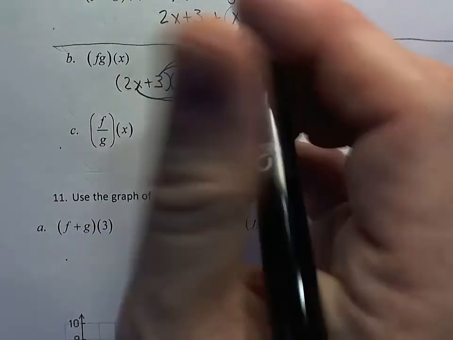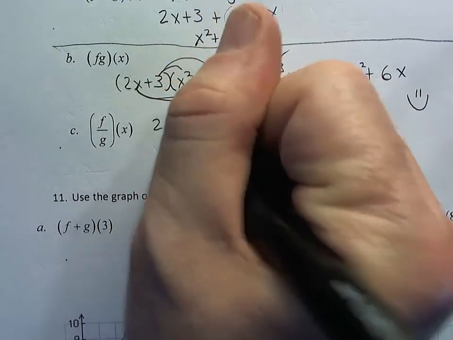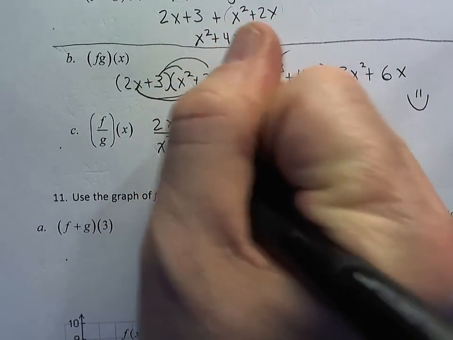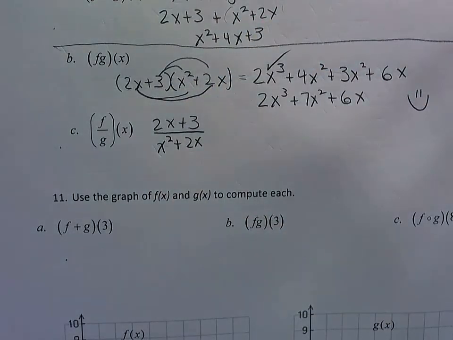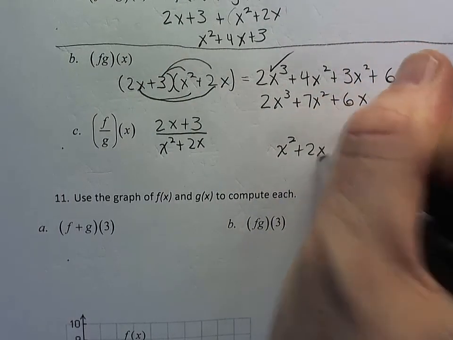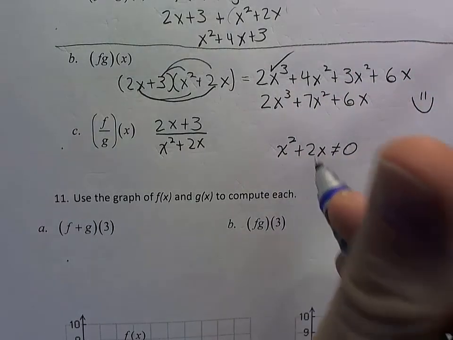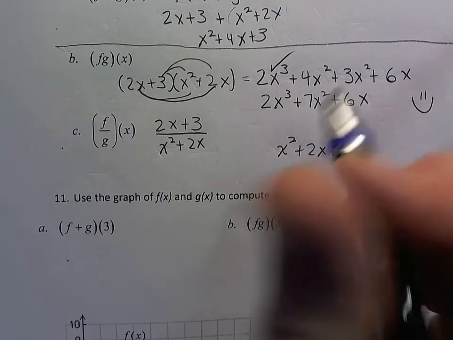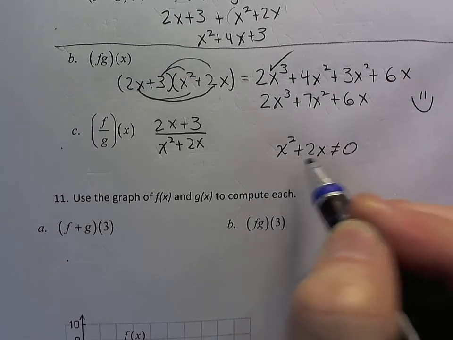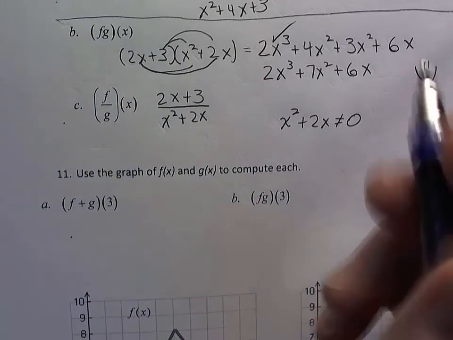This just means f of x over g of x. So we've got 2x plus 3 over x squared plus 2x. And that's really all we need to do with that one. Now, you could be asked, well, what is the domain of that? Well, the domain is x squared plus 2x can't be 0, right? Now, at this point, we really haven't devoted any attention to solving quadratic equations. That's in the next unit.